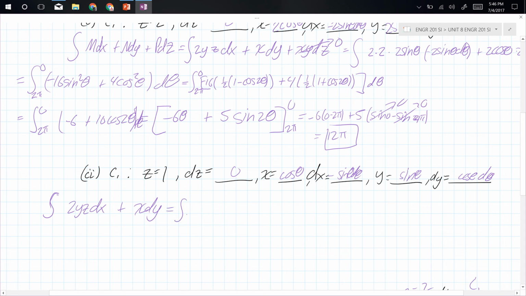So this would equal the integral of 2 times y, which is sine theta, z, which is 1, so I'm not going to include that, times dx, which is negative sine theta d theta, plus x, which is cosine theta, times dy, which is cosine theta d theta.